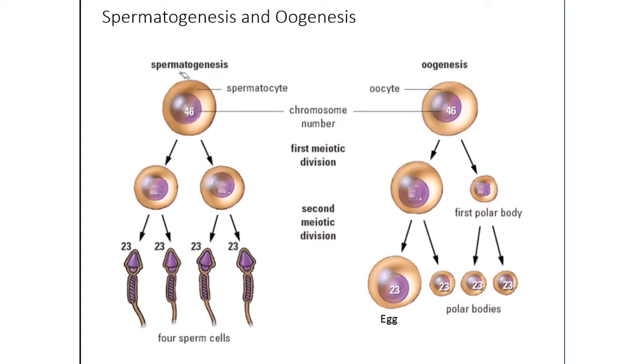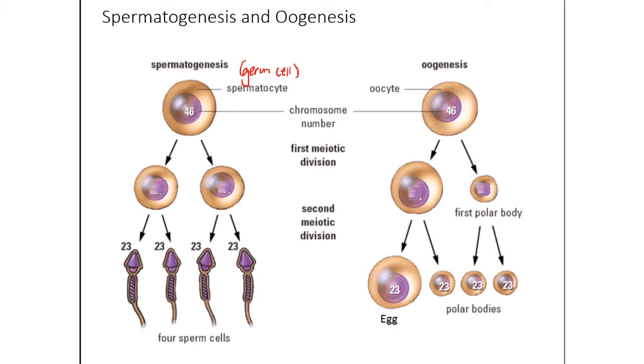Over here on the left, we start with what we call a spermatocyte. That would be the germ cell. The germ cell is the diploid cell that will be undergoing meiosis, or in this case, spermatogenesis. After the first meiotic division, you would have 2 cells, and then you would have a second meiotic division, resulting in 4 sperms with 23 chromosomes in each. So that's pretty much the normal meiosis that we've seen.